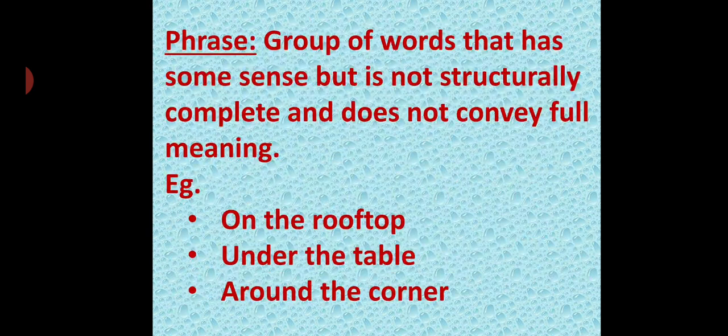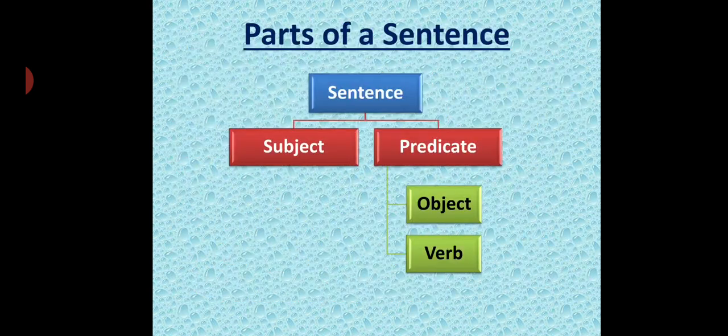Now we'll come to our next topic, that is parts of a sentence. A sentence has mainly three parts: subject, predicate, and object. The subject tells us who is performing the action of the sentence. It can be a person, a place, or a thing. It represents what or whom the sentence is spoken about.